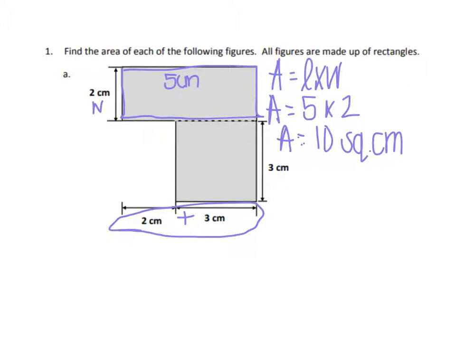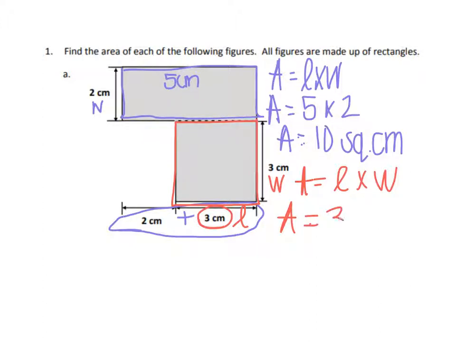Now I'm going to take a look at the other square right here. I see that it has a width of 3 centimeters and the length of this one is just 3 centimeters. So now I'm going to determine the area, which is length times width. A equals the length, which is 3 centimeters, times the width, which is 3. A is equal to 3 times 3, which is 9 square centimeters.